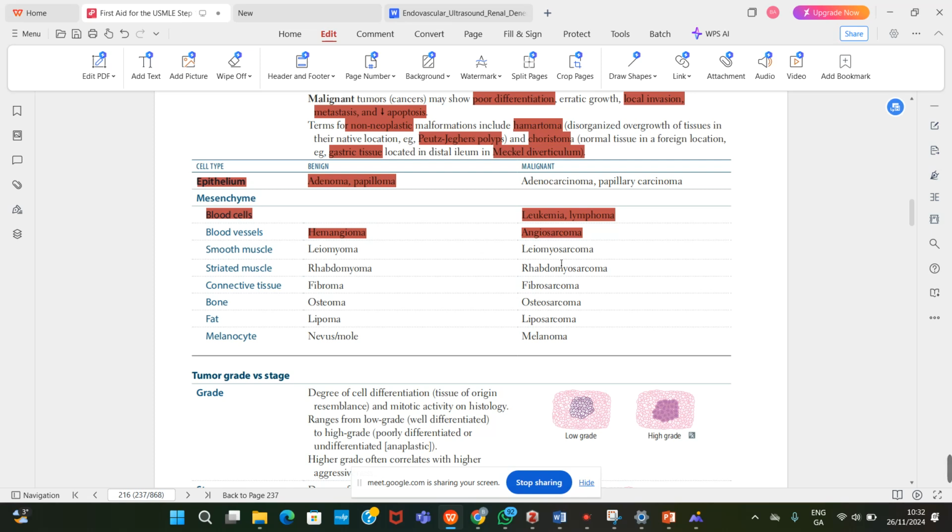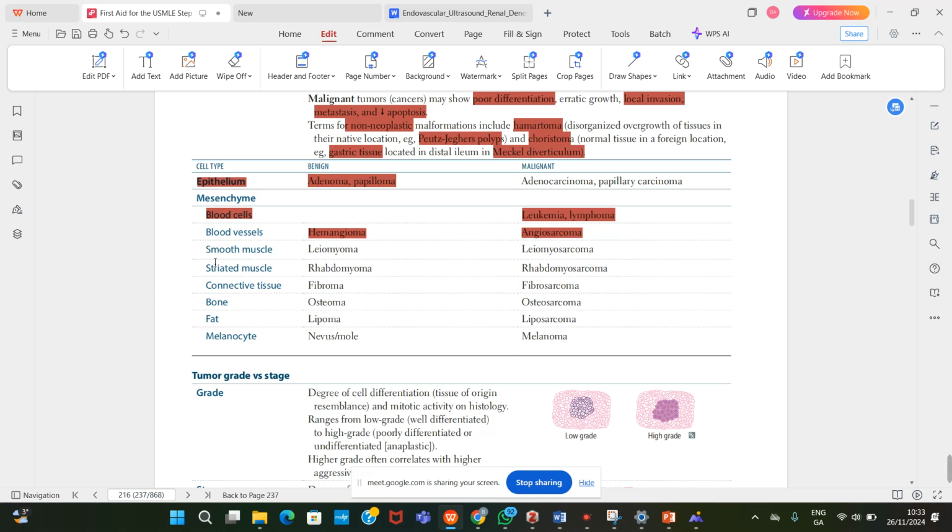And we talk about the Stewart-Treves sign, which is a chronic stasis of lymph flow due to lymphatic obstruction or lymphatic removal. And we have lymphatic stasis causing irritation of those lymphatic vessels, leading to angiosarcoma of the breast or the chest. So don't forget about angiosarcoma. And we also talked about angiosarcoma of the liver, very high yield. You need to know the risk factors.